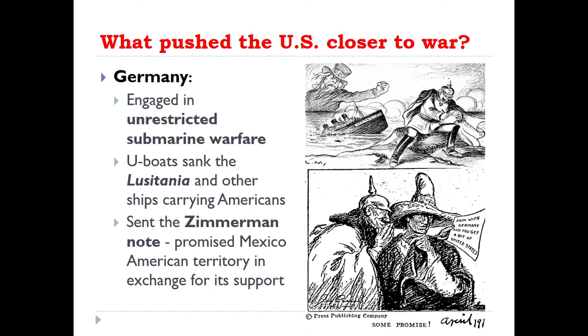When Americans hear this, of course we're not so happy about that, right? We're furious. And that's what the cartoon is pointing out, this German plan. He's talking to Mexico here, saying, join with Germany and you get a bit of the United States. We weren't going to have any of that.